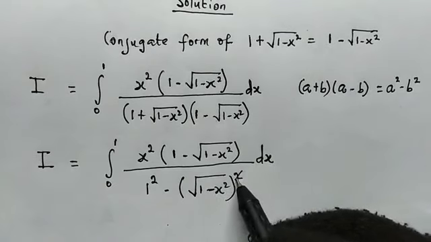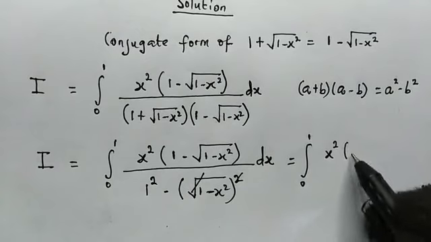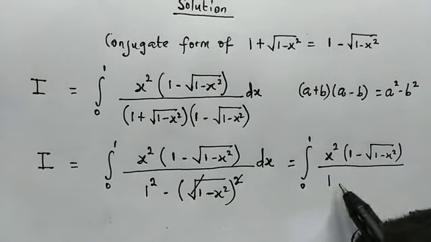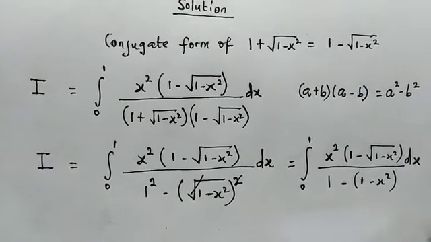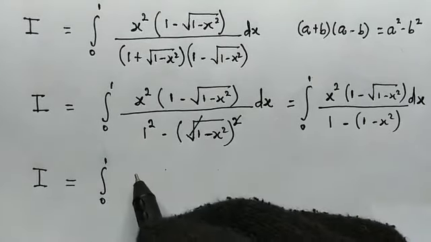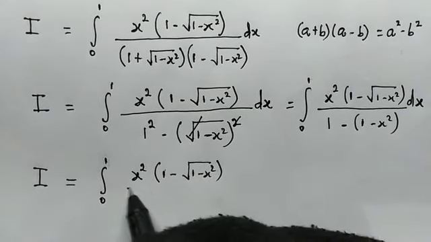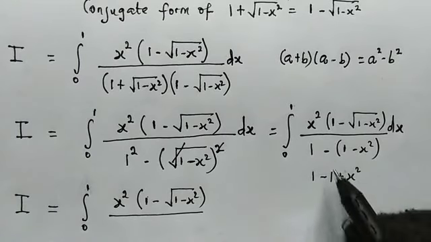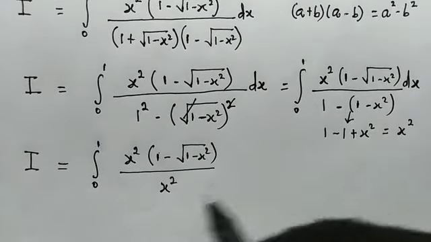So we observe that with this square, we cancel the root sign, and here we have the integral from 0 to 1 of x squared into bracket 1 minus root of 1 minus x squared, then divided by 1 squared, which is 1, minus, in bracket, 1 minus x squared, then dx. So here I is equal to the integral from 0 to 1 of x squared into bracket 1 minus root of 1 minus x squared, then divided by, take note of this, 1 minus 1 plus x squared, which simplifies to just x squared. So down here we have x squared left and dx.